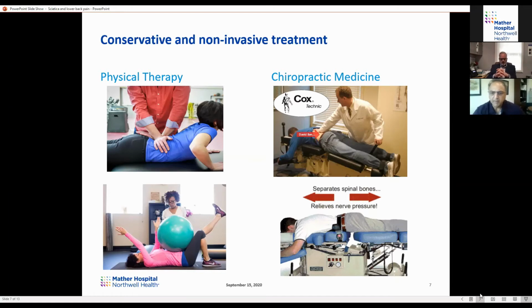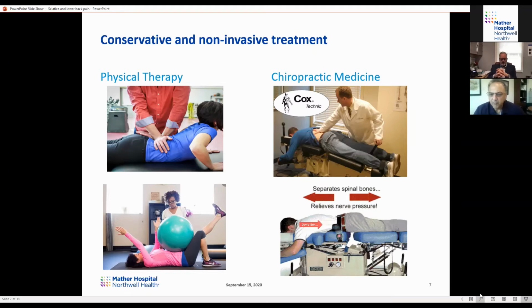The second thing that this table does is it actually moves back and forth. So this person's laying on the table, and the table's going back and forth, as you can see from those two red arrows, and it separates the spinal spaces, it decreases the intradiscal pressure, and what it helps to do is relieve pressure on the nerve to help relieve sciatica.